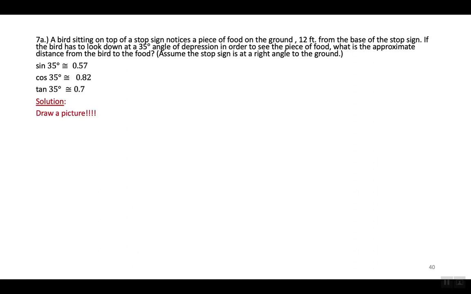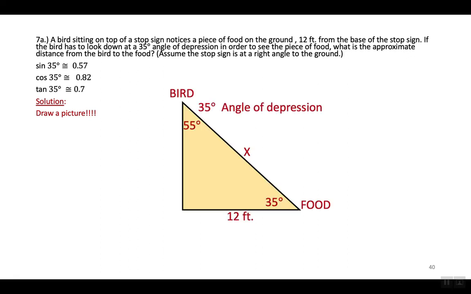Okay, so first of all, we should draw a picture. You don't have to be Picasso, but you should be able to do a little sketch to be able to analyze what they're describing in the question. So here's the situation, and there's a couple things I need to explain. First of all, here's our bird on top of the stop sign. This vertical line is the stop sign, the bird is on top of it.